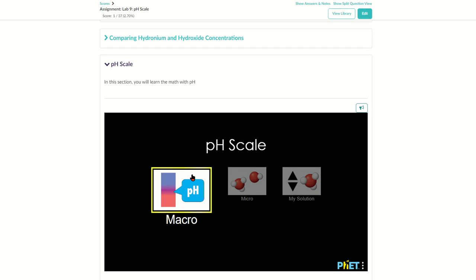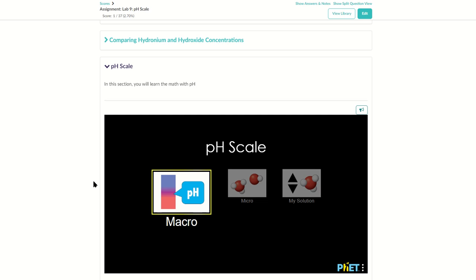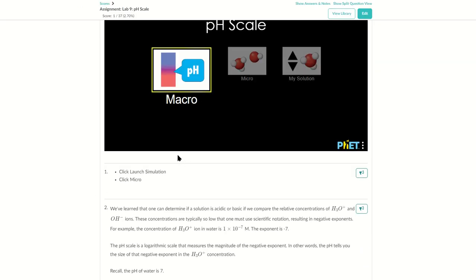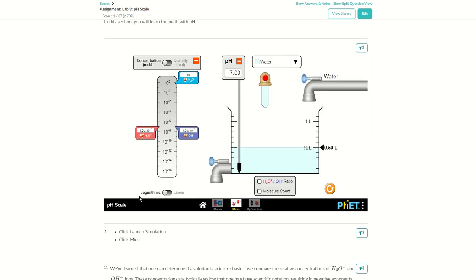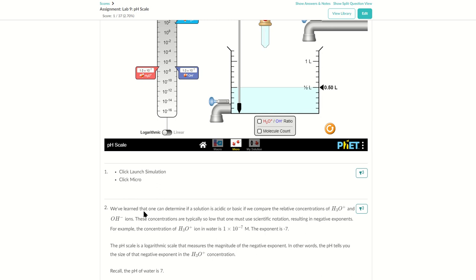And then finally, the last part, we're again looking at the pH scale a little more in depth. We're actually going to learn the math of how to calculate pH. So here we have the beginning of this simulation. Once again, we're going to work on micro. Okay, so we have that same one. So now we know whether something is acidic or basic, and now we know what corresponds. Hydronium corresponds with acidic, hydroxide corresponds with basic, right?